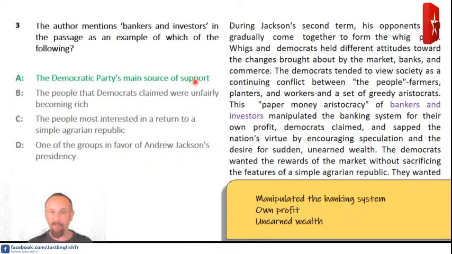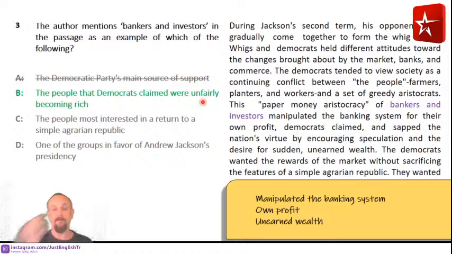So we've got A, the Democratic Party's main source of support. Again, we look at that idea of support, source of support. If we go down here, we don't have any idea of support, so we can eliminate. The people that Democrats claimed were unfairly becoming rich, well, we do have this manipulation for their own profit, for the unearned wealth. We can say that this is unfair. We're going to put a question mark. We need to eliminate first.